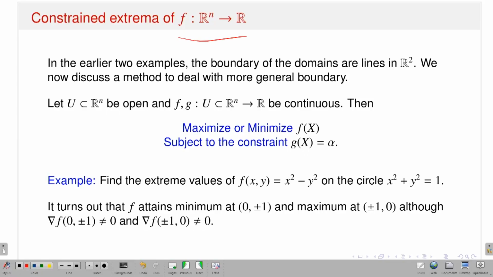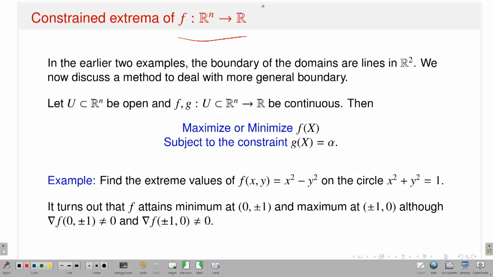Now, I already discussed this slide in my last lecture. Consider constrained extrema for a function from Rn to R, a scalar field. Think about the earlier two examples. If you remember, I had functions on an interval cross an interval into R, and I discussed the corresponding extremum values or global extremum. The domain, where I am looking for the points of extremum, is one a square, another a triangle.